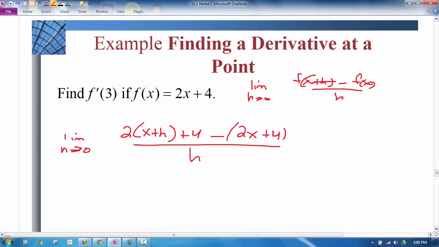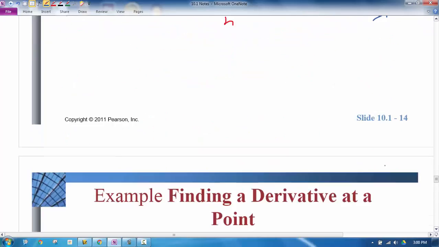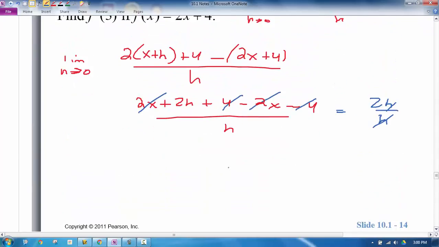So you're always going to have to do some algebra to simplify first. So I'm going to distribute the 2. You get 2x plus 2h plus 4 minus 2x minus 4 all over h. Some of these things cancel. So the 2x and the negative 2x, the 4 and the negative 4, and I just get 2h over h, which the h's cancel, so I just get 2. So the limit of this as h approaches 0 of 2 is still 2. So my answer is 2 for the derivative.